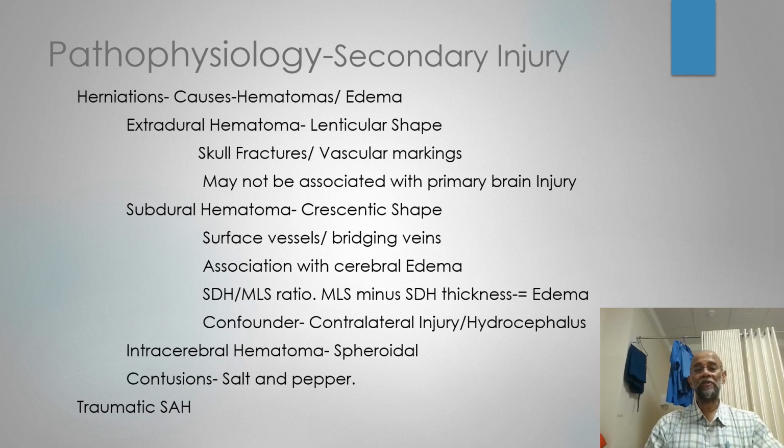Contusions have a salt and pepper appearance, that is, a mixture of neural elements along with blood. Traumatic subarachnoid hemorrhage usually does not produce much mass effect, but it just shows that the brain is injured.